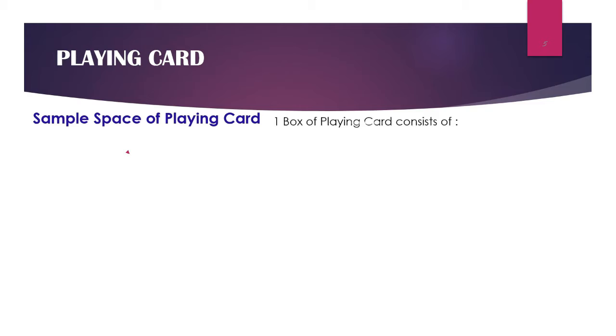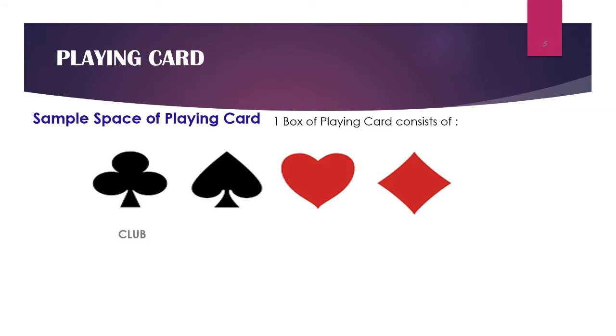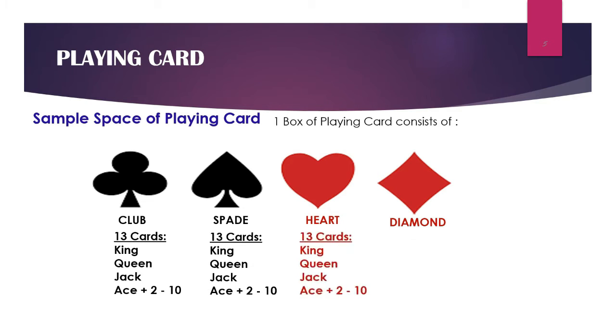What about playing cards? I think everyone knows about playing cards, right? Sample space of playing cards. 1 box of playing cards consists of club, spade, heart, and diamond. Every suit consists of 13 cards: king, queen, jack, and ace, and numbers 2 until 10. So the sample space is 52.